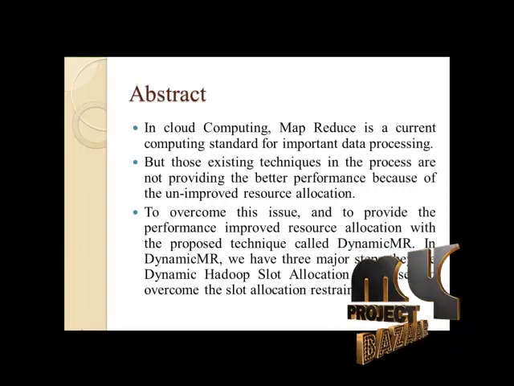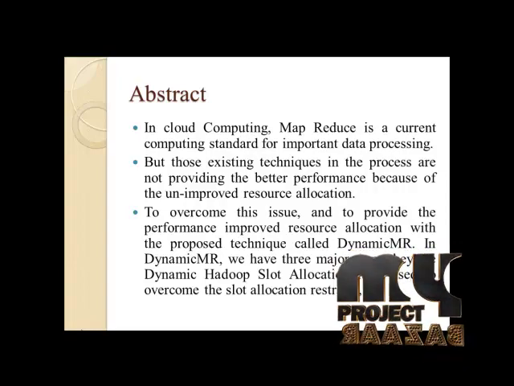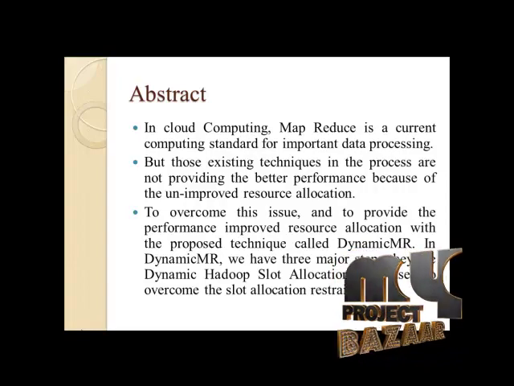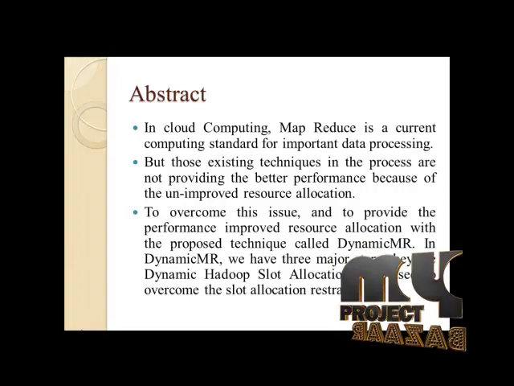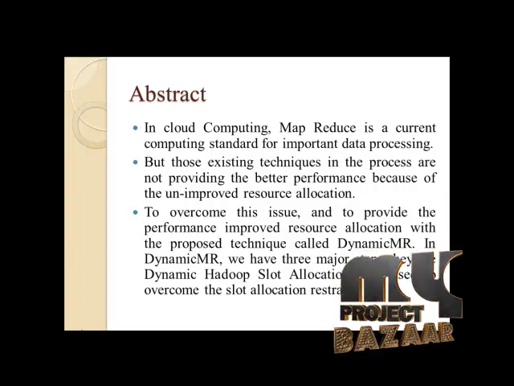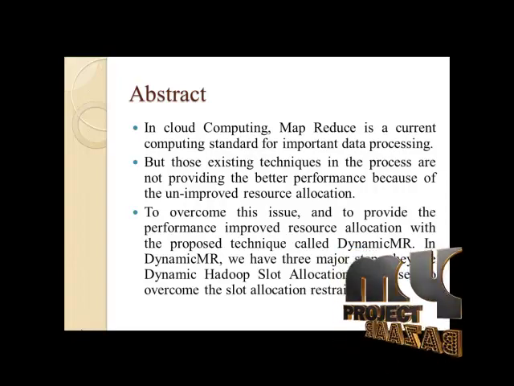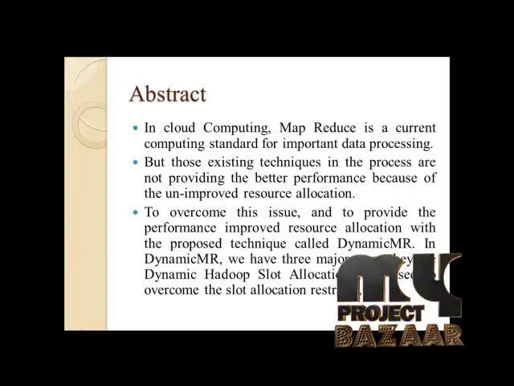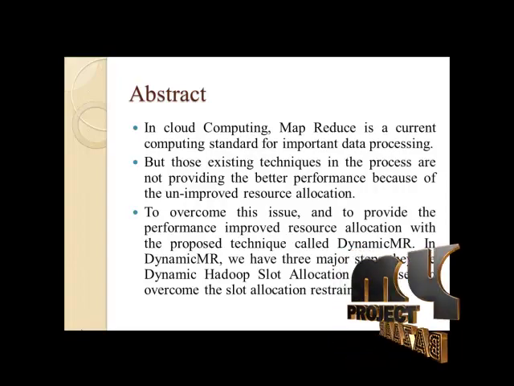In cloud computing, MapReduce is the current computing standard for important data processing. But the existing techniques are not providing better performance because of unimproved resource allocation. Resource allocation is one of the major problems in the MapReduce paradigm. To overcome this issue and provide performance-improved resource allocation, here we propose a mechanism called DynamicMR.